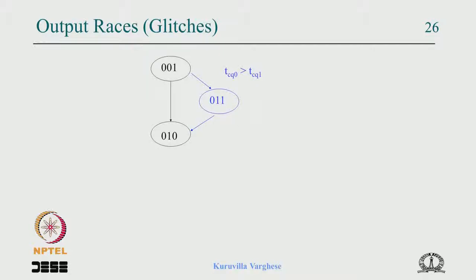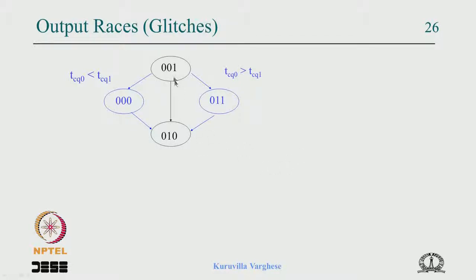Now take the other condition, if Q0 is faster than Q1. That means this 1 will become 0 before this 0 becomes 1. So you will get a situation where for a brief period you have all 000, then it transits to 001. So you have the other condition, where Q0 is faster, so 1 becomes 0, then Q1 changes state, 010.